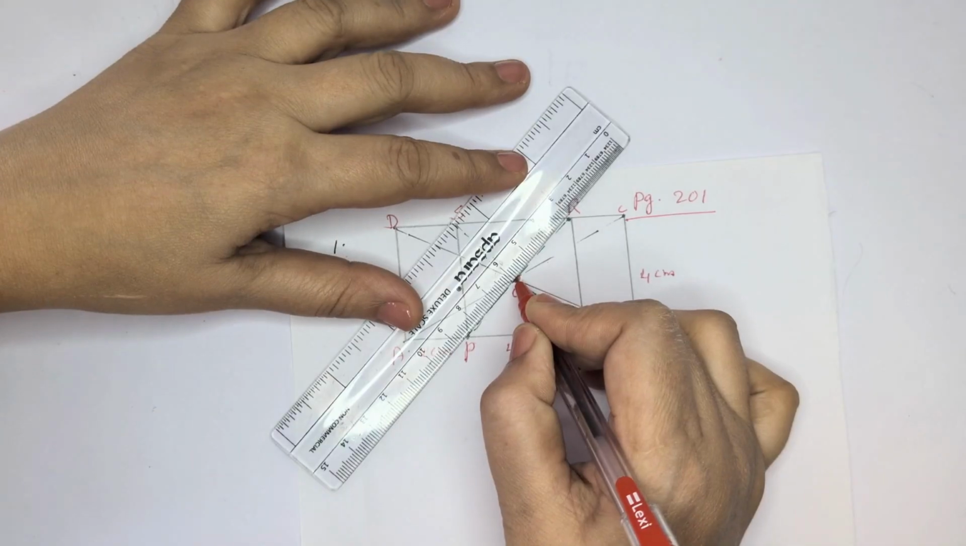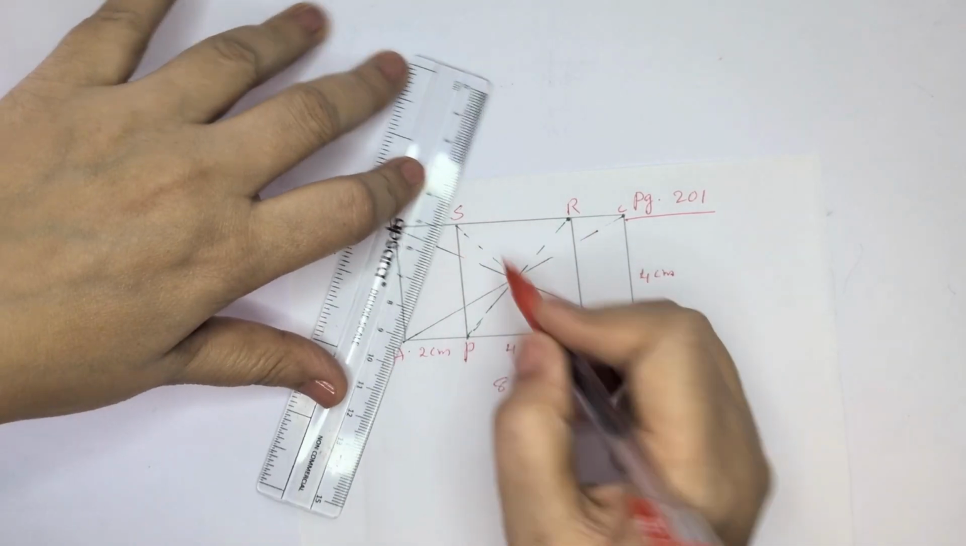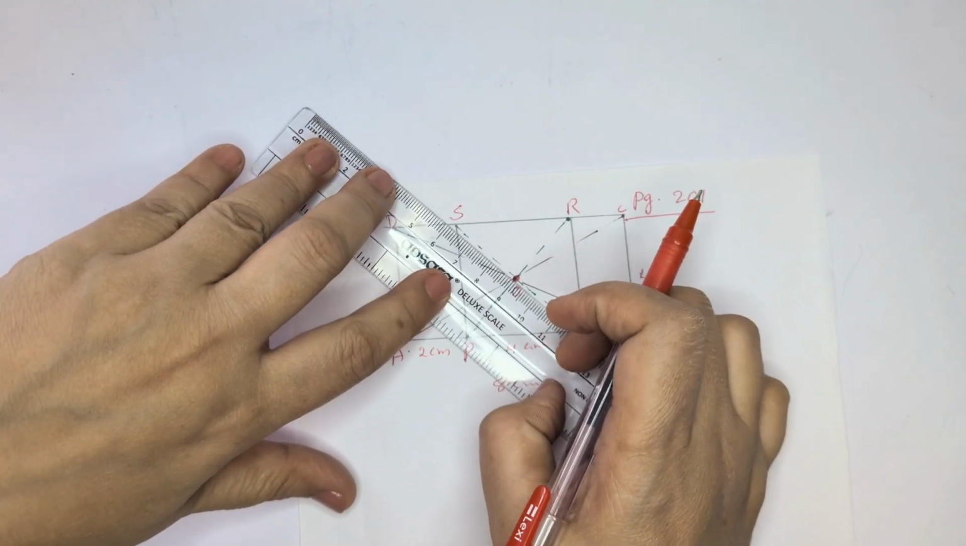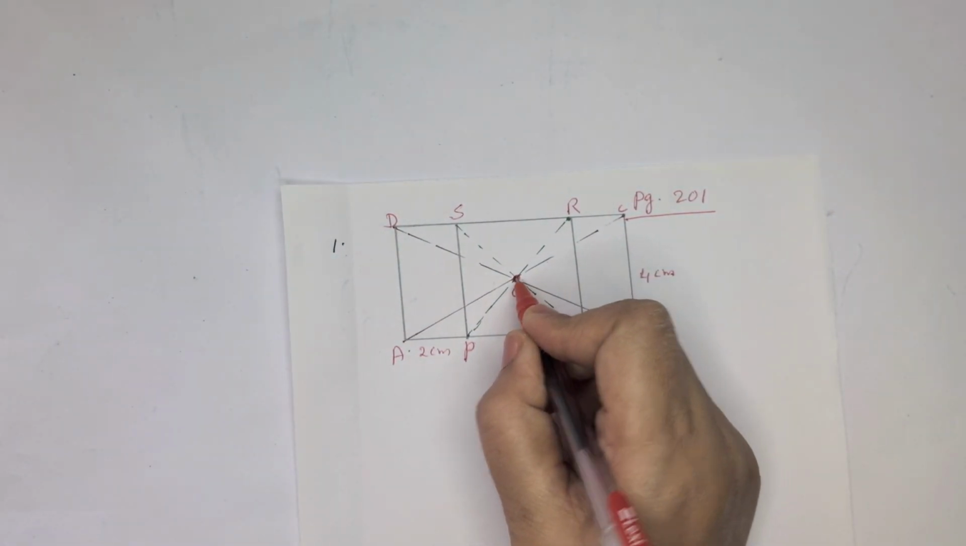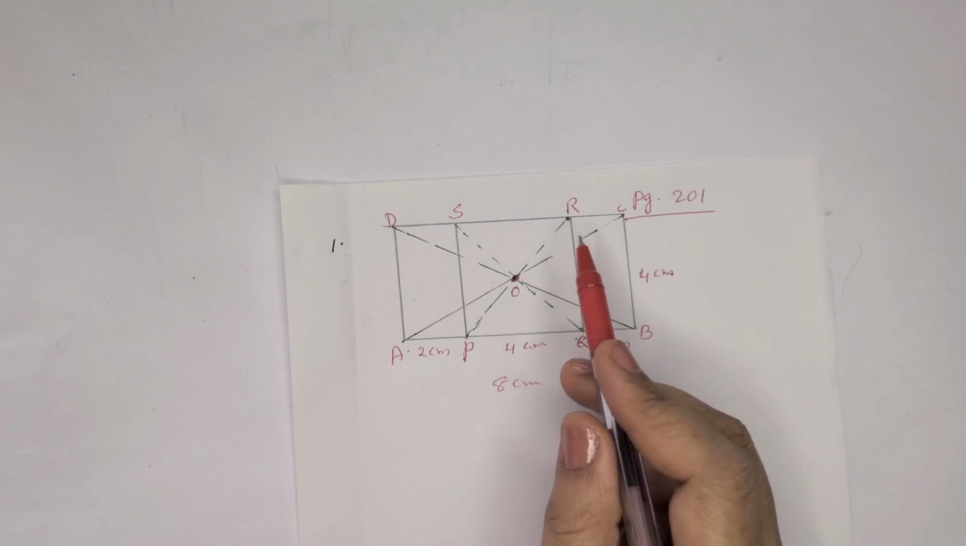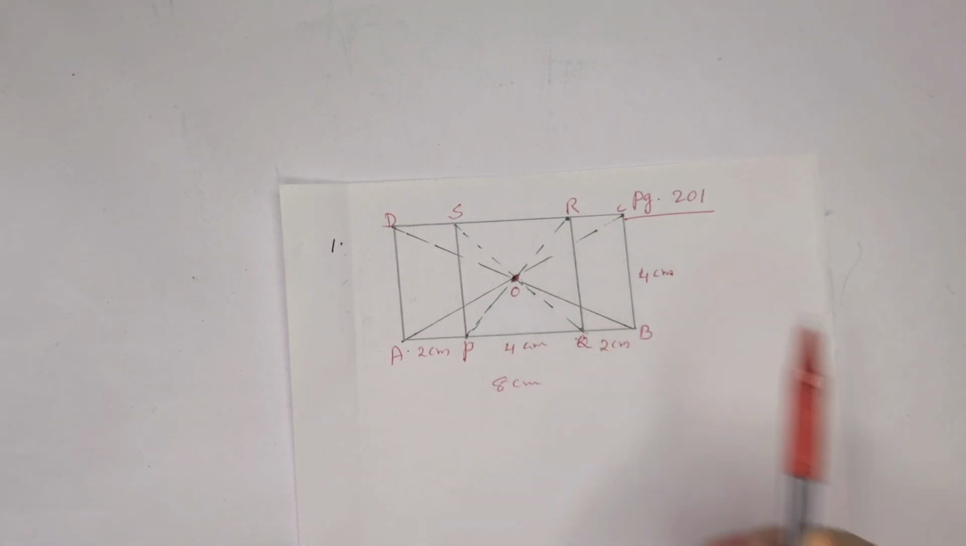Same way for the square also. The square is PQRS. There also you have to draw the diagonal, and we can see that it also passes through the center O. So the rectangle and the square have the same center.